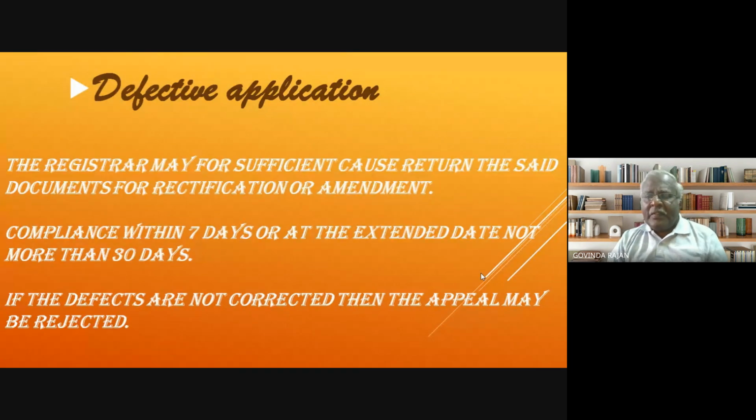Within 7 days from the date of return of the application by the registrar for rectifying the defect or for any reason. It may be extended by the registrar, but the extension cannot go beyond 30 days from the date of filing of the appeal. If the defects are not corrected, that is, the rectifications are not made within the time, then the appeal may be rejected.